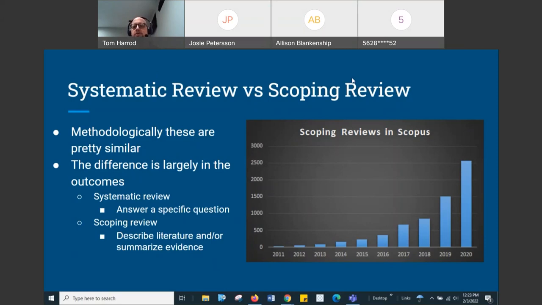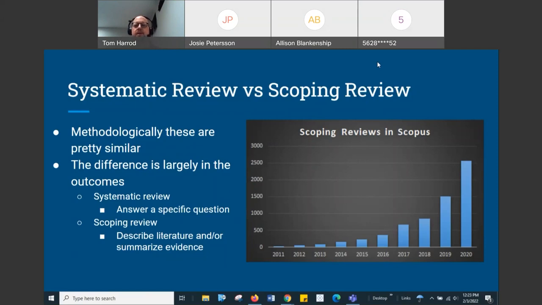So Scopus is a large database. It's sort of like PubMed, but even bigger. And you can see, I don't have the 2021 data, but you can see the projected growth here of these. So a couple years ago, you didn't see many scoping reviews. That wasn't a very common publication, but they're really growing in prominence because they meet a very specific need, which is I don't really want to answer a question. I want to describe the literature that exists around this topic.